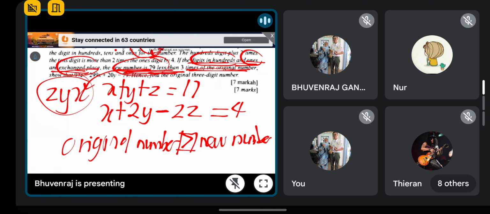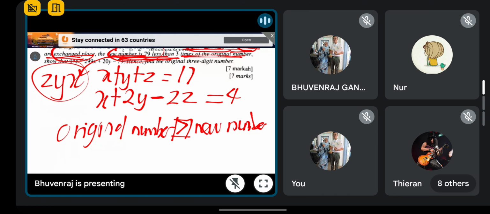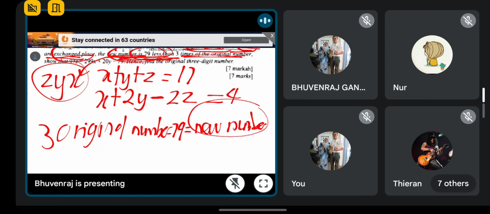So from here, you can actually form the equation. They say 3 times the original number. So you put a number, original, 3 times, you put number 3 here. You can rub the inequality sign first because we are not talking about inequality. Then you put minus 79 equals. You must minus 79 because this one is 79 less. The new number is 79 less, meaning this value will be smaller.